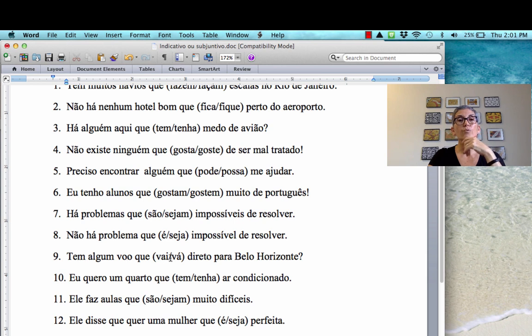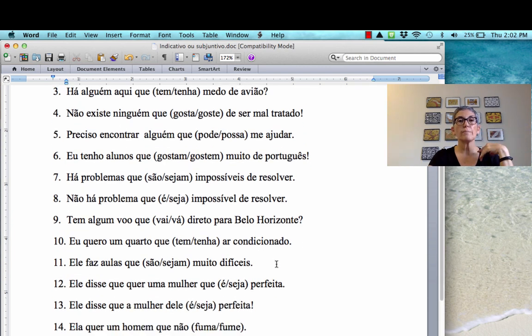Tem algum voo que, blá, blá, blá, direto para Belo Horizonte? So, is there any flight that goes straight to Belo Horizonte? Are there any direct flights to Belo Horizonte? So, if you are asking, so there is doubt implied, you have to use subjunctive, okay? Tem algum voo que vá direto para Belo Horizonte?